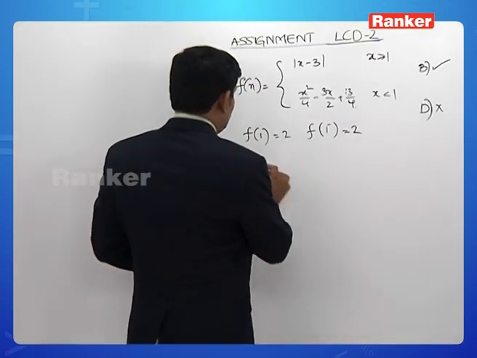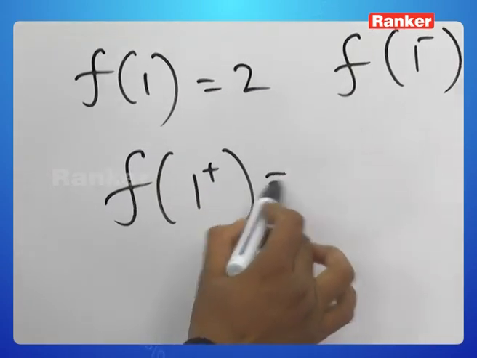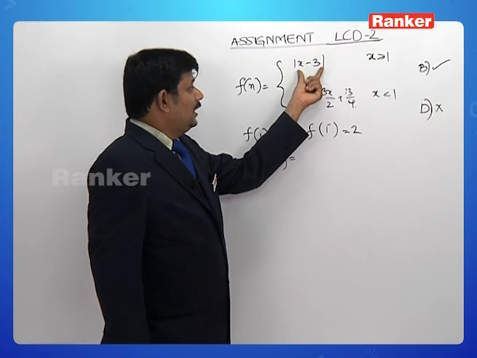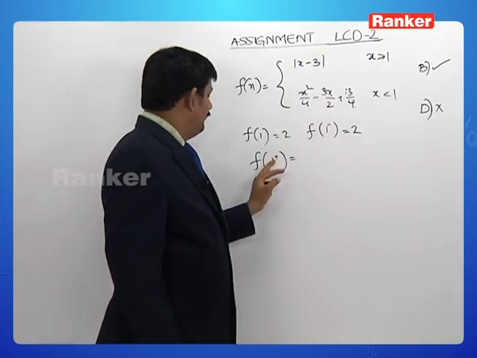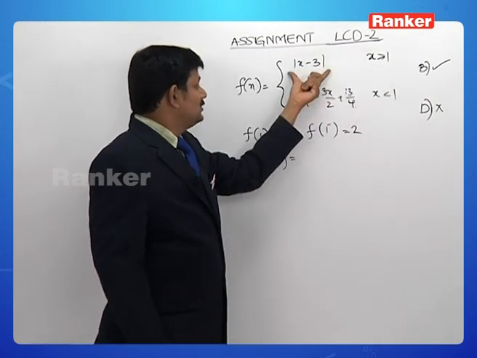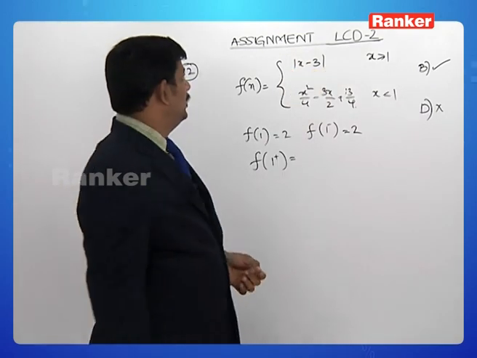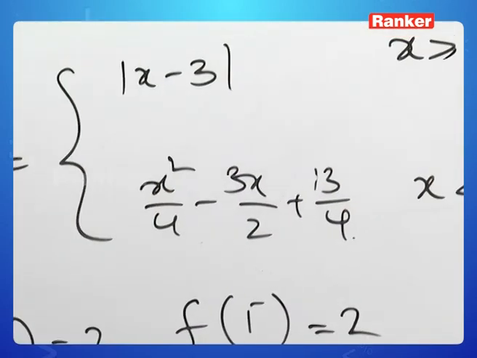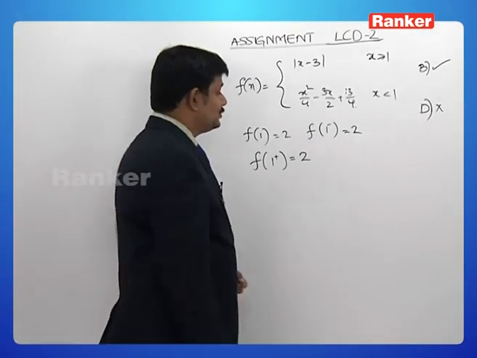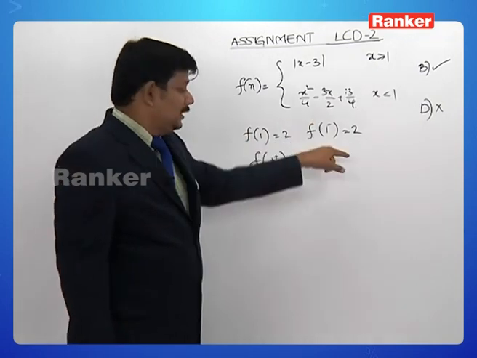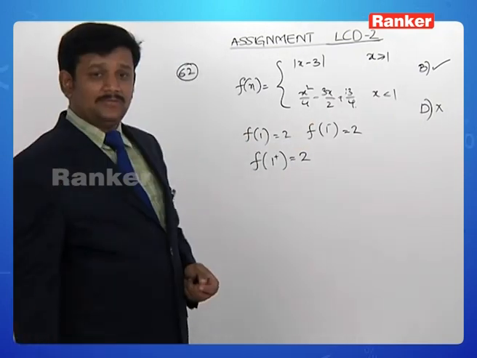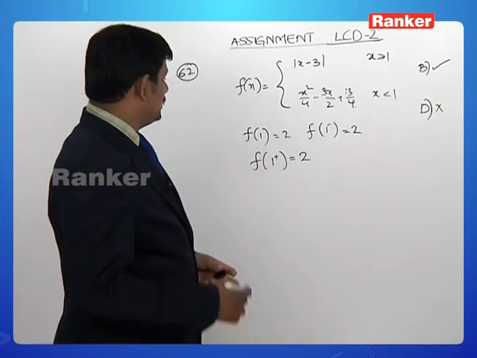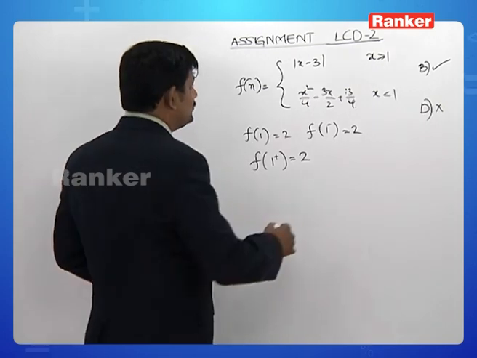Let us also see right hand limit at 1. Right hand limit at 1, it is given by whenever x is greater than 1, f of x is given by mod x minus 3. Mod x minus 3 in the neighborhood of 1 will be mod 1 minus 3, mod minus 2, which is 2. So all the three, functional value at 1, left hand limit at 1, right hand limit at 1, are all equal to 2. So the function is continuous at x equal to 1. So option A is also true.